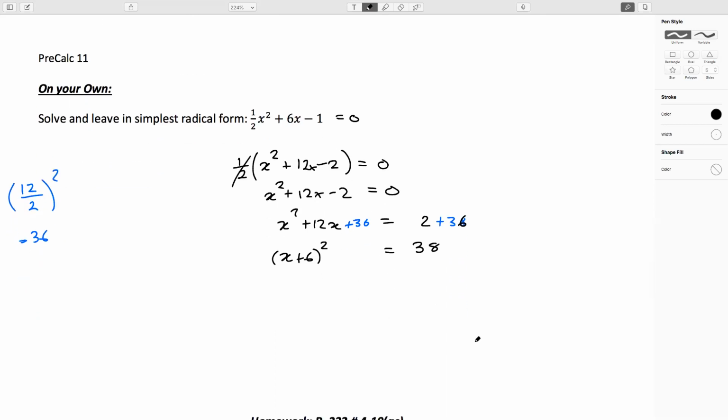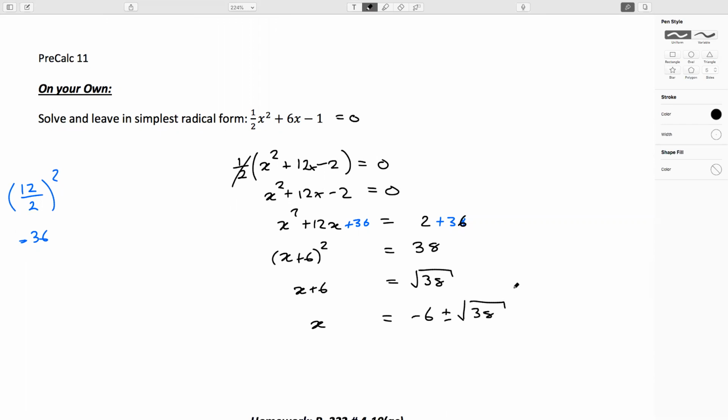All right, we're almost there. Take the square root of 38. X plus 6 equals root 38. Move the 6 over by subtracting it. X equals negative 6 plus or minus root 38.